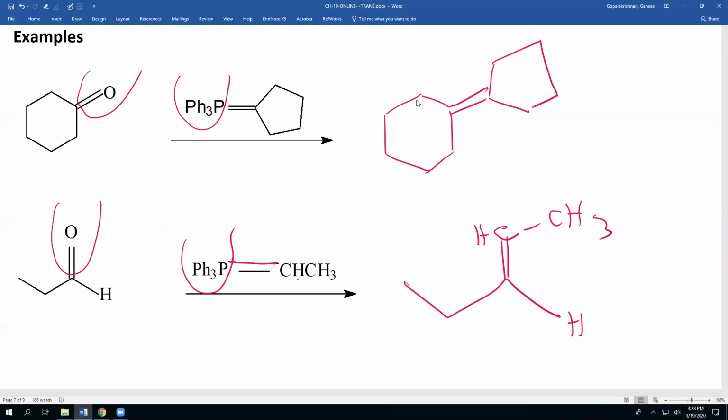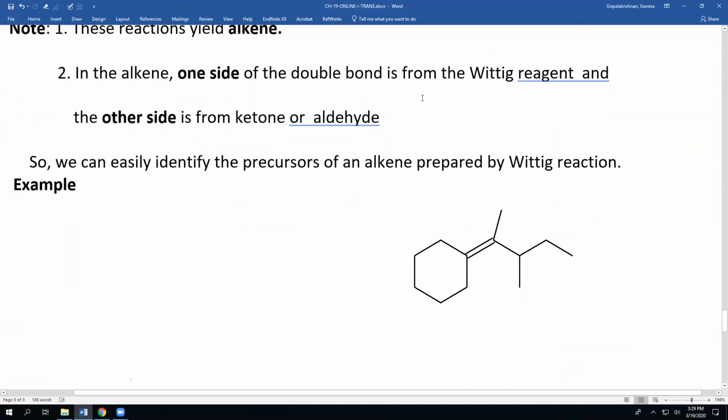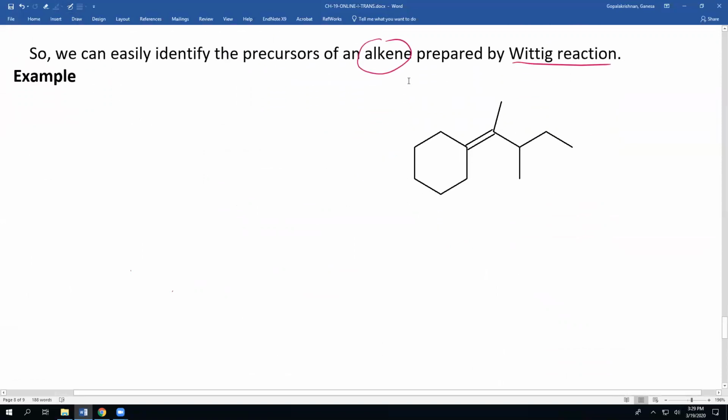So examine these products. These are all alkenes. In an alkene, one side of the double bond is coming from an aldehyde or a ketone. In this case, it comes from the ketone. Here it comes from the aldehyde. The other side comes from the Wittig reagent. If you keep that in mind, you can find out the precursor of any alkene that is prepared by the Wittig reaction.